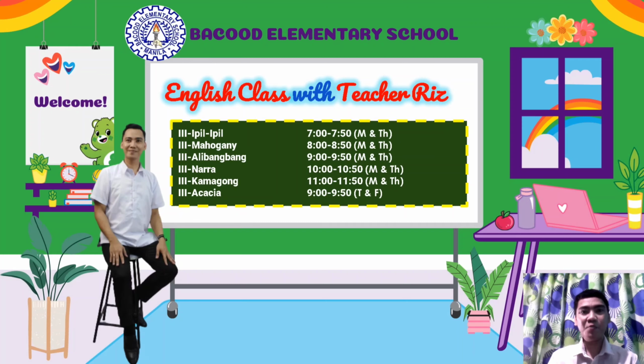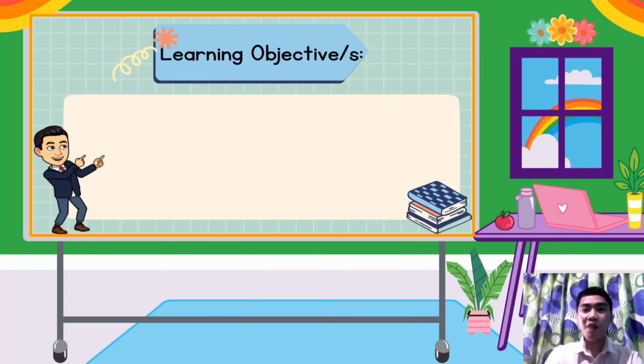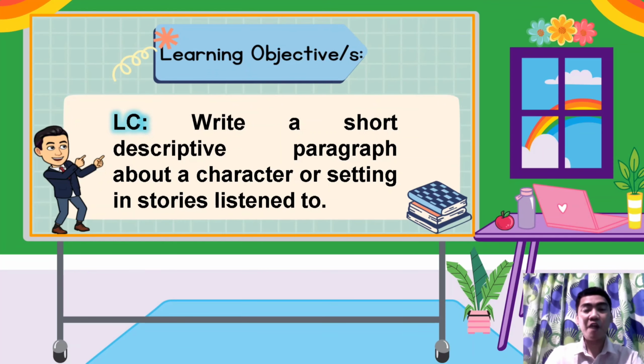So for today we have a new video and since we have our synchronous activity, please watch this video and learn our new skill this way. So for our learning objectives, we have our learning competency. Write a short descriptive paragraph about a character or setting in stories listened to.